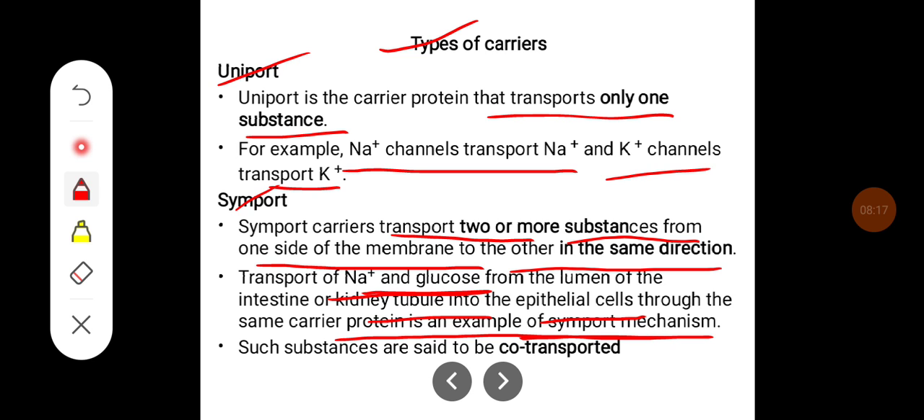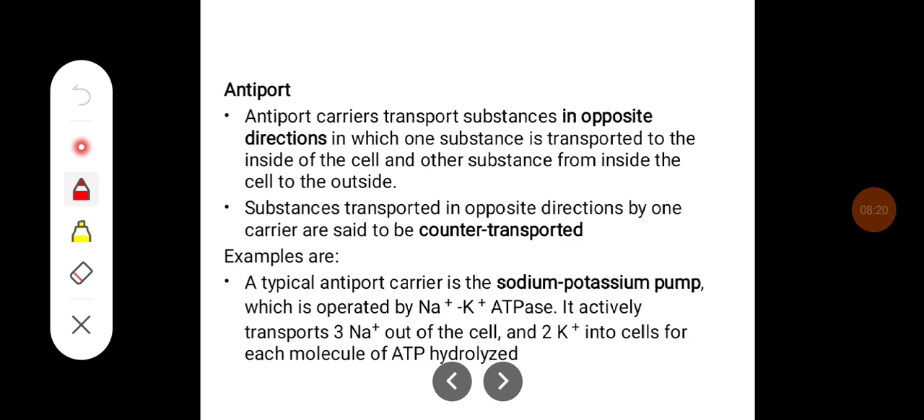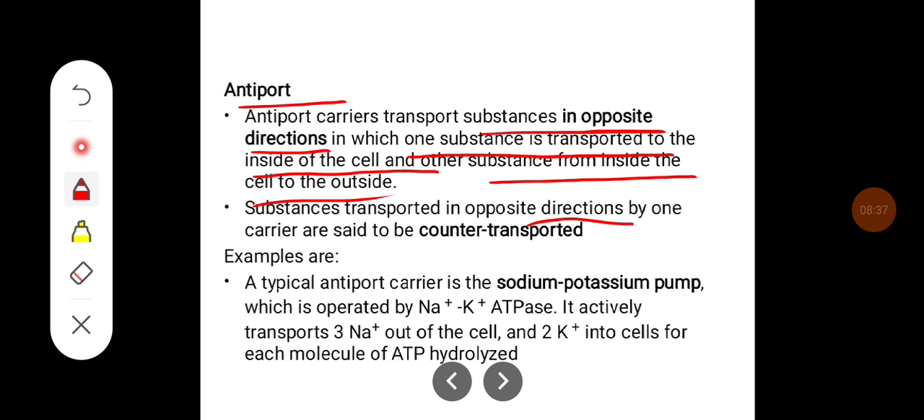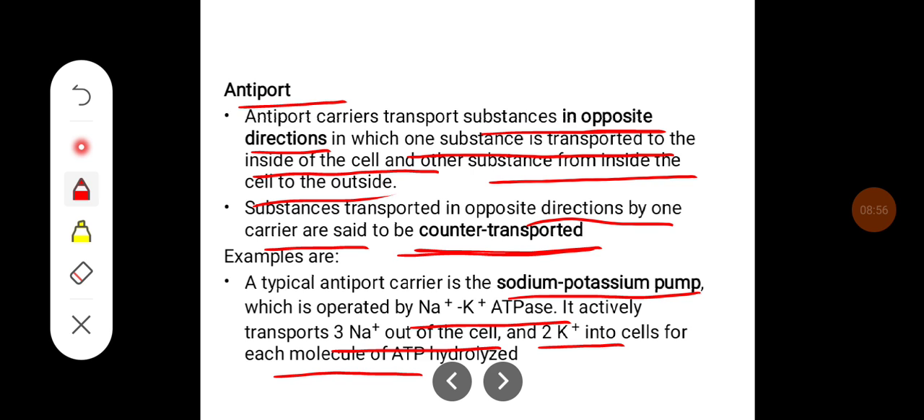The substances are also said to be co-transported. So there can be antiport also. Antiport carriers transport substances in opposite directions, in which one substance is transported to the inside of the cell and the other substance from inside to the outside. Substances transported in opposite directions by one carrier are also said to be counter transported. An example of counter transport is the sodium potassium pump, which is operated by sodium potassium ATPase. It actively transports 3 sodium out of the cell and 2 potassium into the cell for each molecule of ATP hydrolyzed.